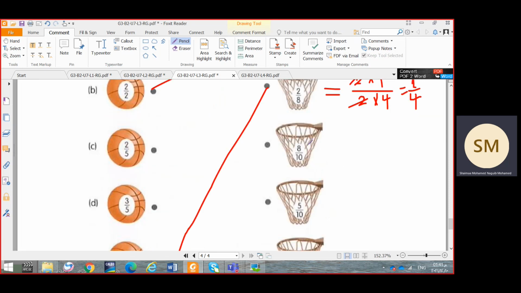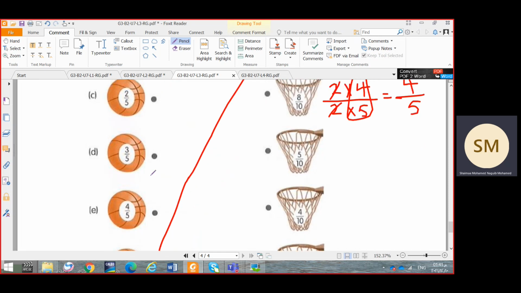Let's go to another one. It's 8 over 10. I will say to myself, 8 means 2 multiplied by 4. Okay, what about 10? 2 multiplied by 5. It's very easy. I will find the repeated one: this is 2 and this is 2. So the remainder with me is 4 over 5. So I will write it like this and search for 4 over 5. 4 over 5, it's here, beside me, so I will match it like this.